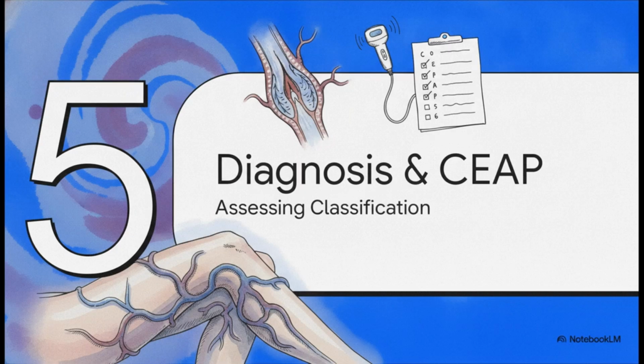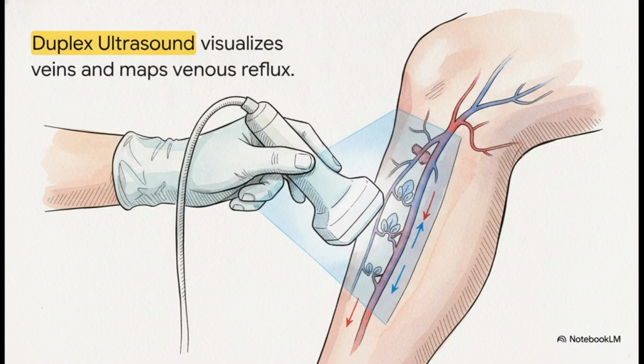Section 5. Diagnosis and CEAP. Assessing the damage. Now, what's really fascinating about this slide is the technology. Obviously, a physical exam is important, but the absolute gold standard is the duplex Doppler ultrasound. It is completely non-invasive, yet it acts as our ultimate window beneath the skin. It allows doctors to actually visualize the veins, map out the entire anatomy, detect the exact location of venous reflux, and assess valve function in real time. It literally lets us see the unseen.